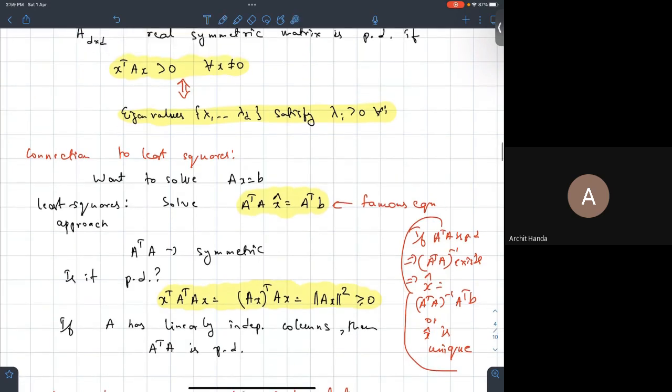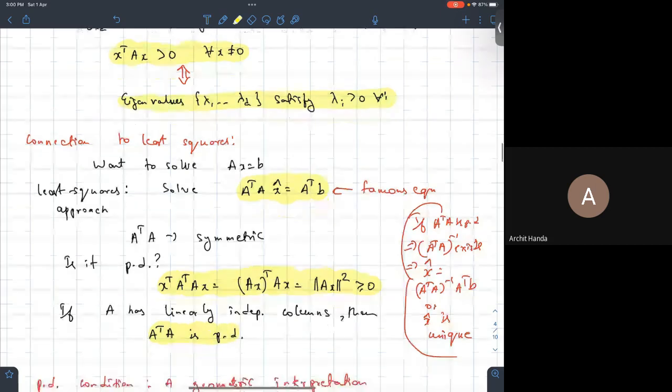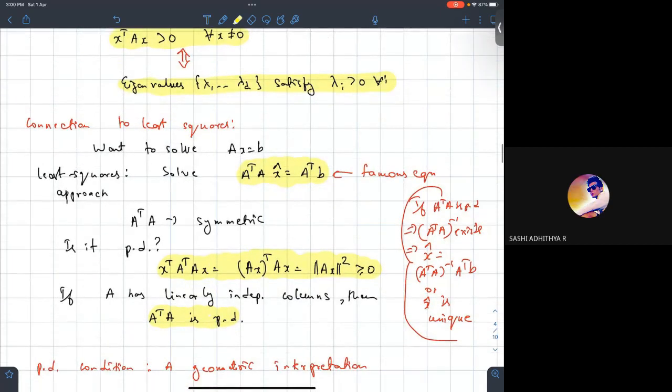So one way to guarantee that is if A has linearly independent columns. If A has linearly independent columns, then this norm Ax is 0 only for x equals 0. In all the other cases, it's greater than 0. And hence A transpose A is positive definite. Got it? I have not written that logic here, but I want people to ask me a question so that I can write. Sir, can you repeat the last line?